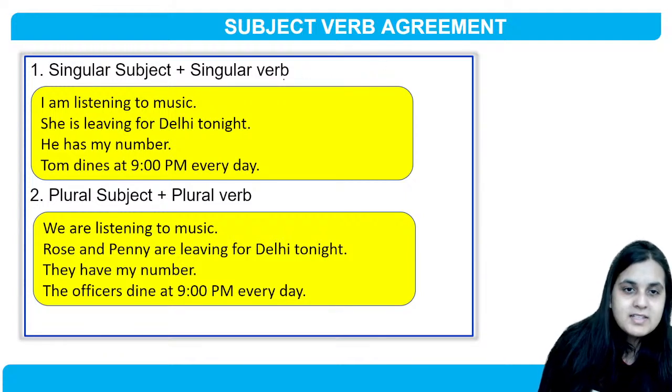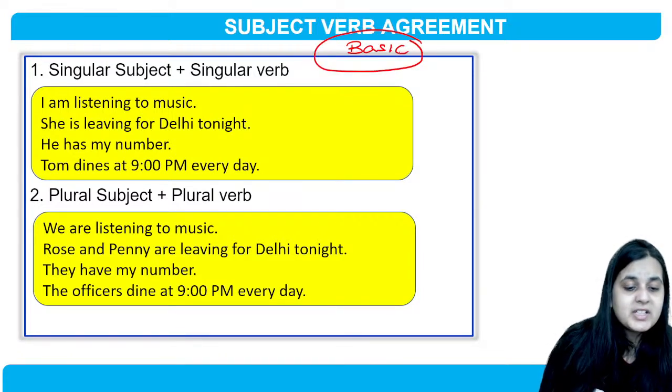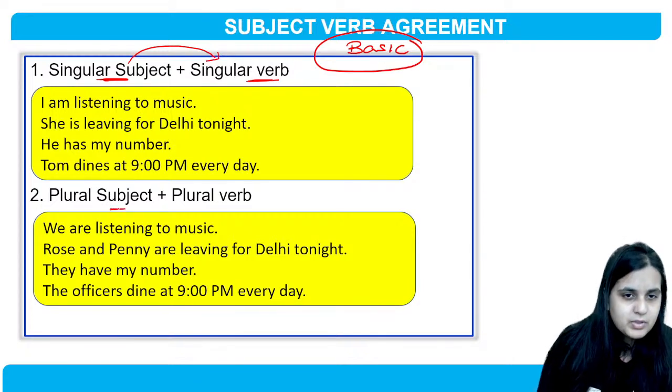Let's get started. See, this is the basic or the golden rule of subject verb agreement. Basically, subject verb agreement होता क्या है? Basically, what a subject verb agreement is, if the subject is singular, the verb will also be singular. So the verb has to agree with the subject. Subject के अनुसार हम लोग verb choose करते हैं. If the subject is plural, we will pick a plural verb. Okay, so that's the basic rule of subject verb agreement.